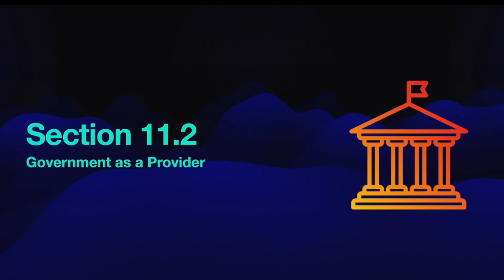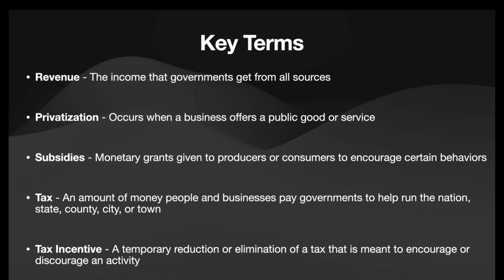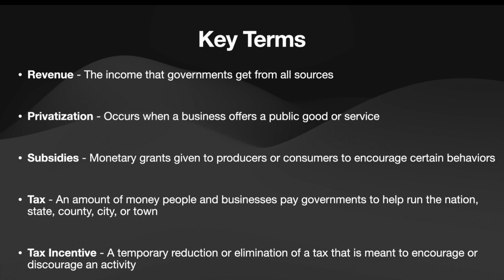All right, now we're going to be moving on to Section 2, which is about the government as a provider. Revenue is the income that governments get from all sources. Privatization occurs when a business offers a public good or service.